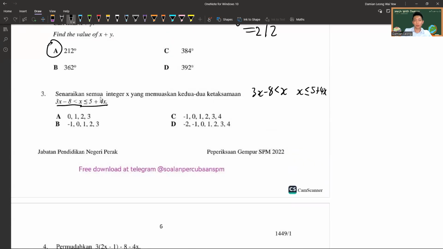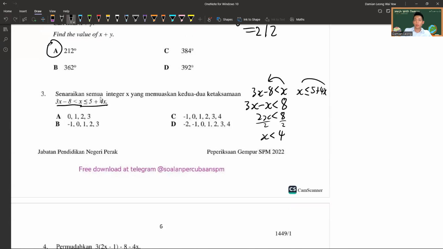Okay. So 3x I maintain. Get rid of this x, positive becomes minus. Minus 8 becomes positive 8. So 2x less than 8. Get rid of 2, divide by 2. x less than 4.